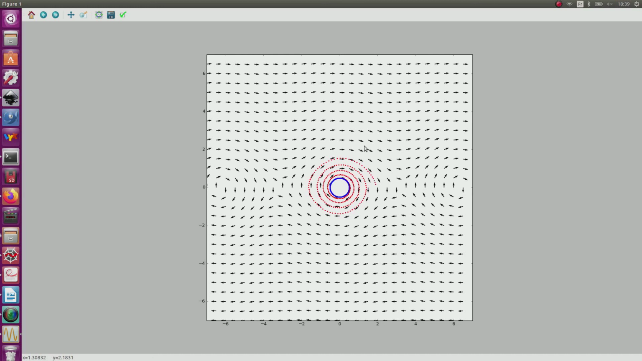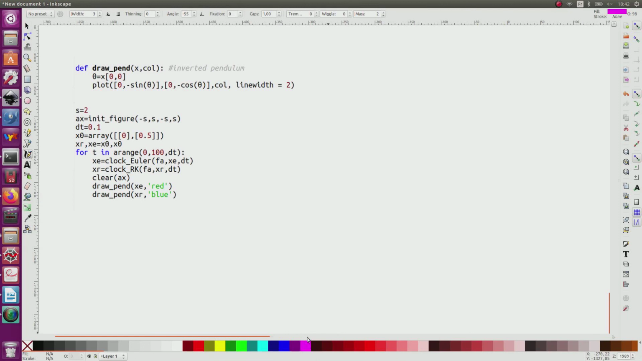For now, this is a trajectory in the state space, but it's sometimes more comfortable to see the equivalent in the world space and to see the real pendulum oscillating. So I will take exactly the same program, with the same initial condition, the same comparison between the Euler and the Runge-Kutta integration schemes, but the drawing is not in the state space anymore, but in the world space.